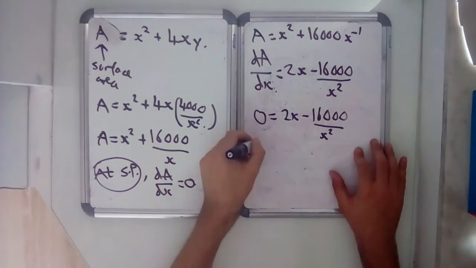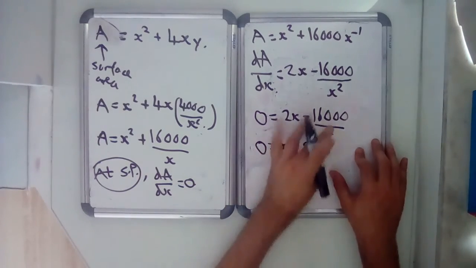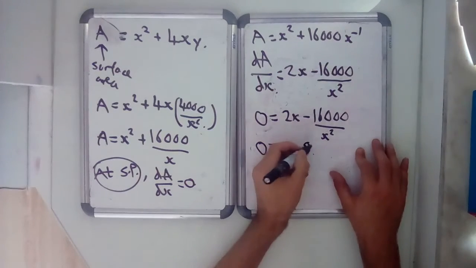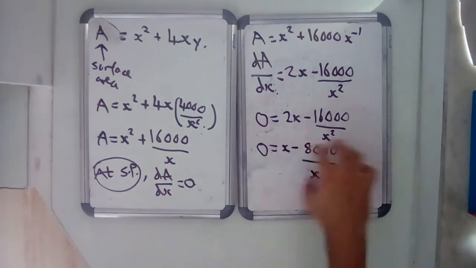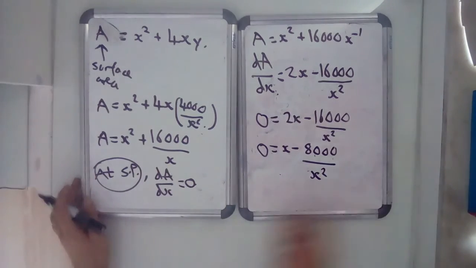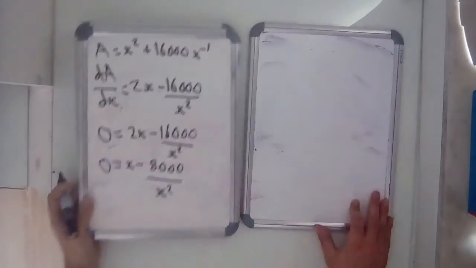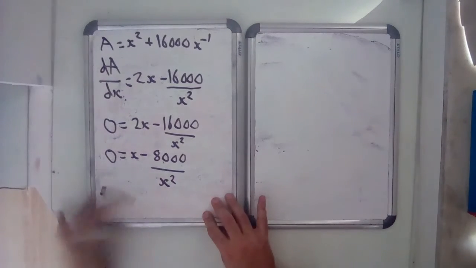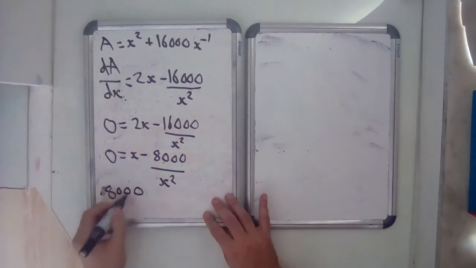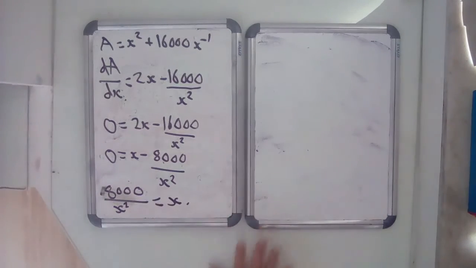0 equals x minus 8,000 over x squared. So now I'm going to add that to both sides. So that would be 8,000 over x squared equals x. So now you're nearly there.